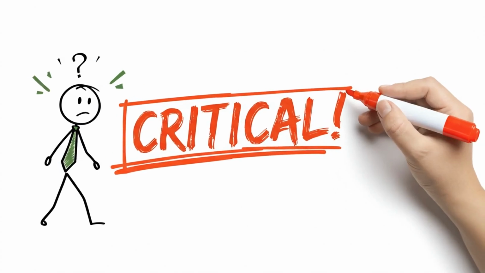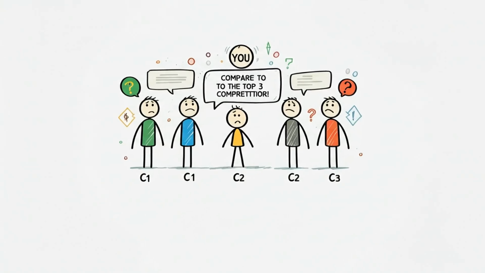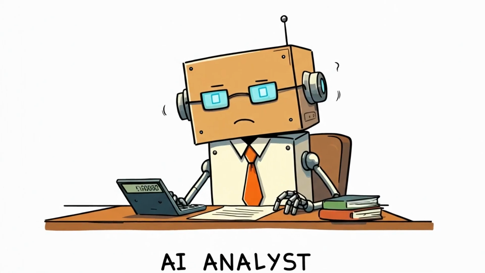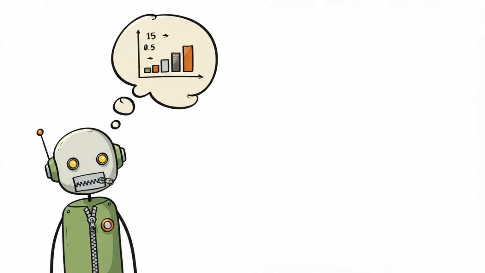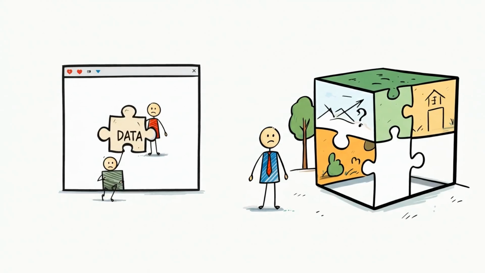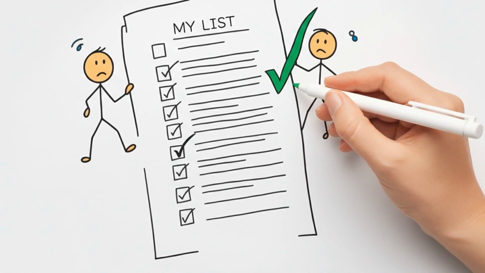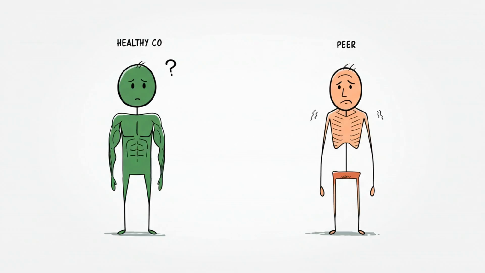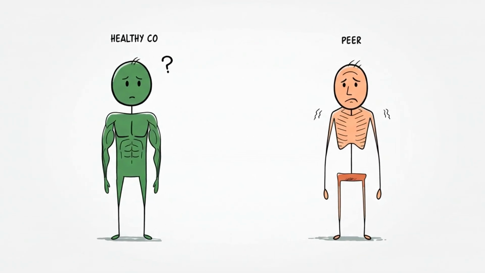Then, add this critical instruction. Compare these numbers to its top 3 competitors. The AI is now doing the work of a junior analyst. It's not giving you an opinion. It's giving you data, in context. That context is everything. Repeat this process for 10 to 15 companies from your initial list. Keep the ones that look financially healthy compared to their peers.